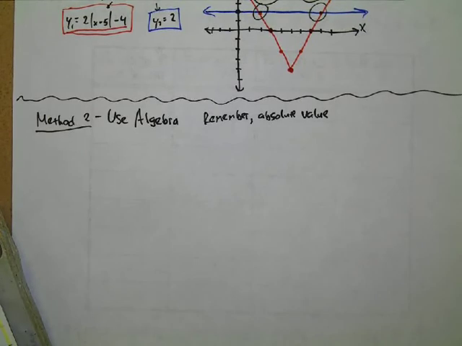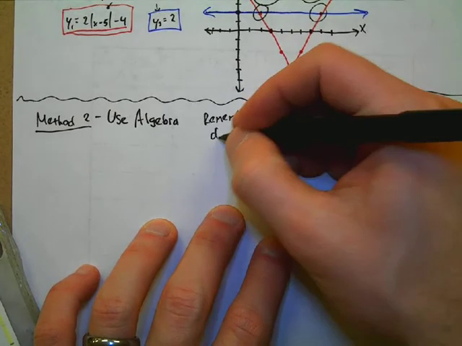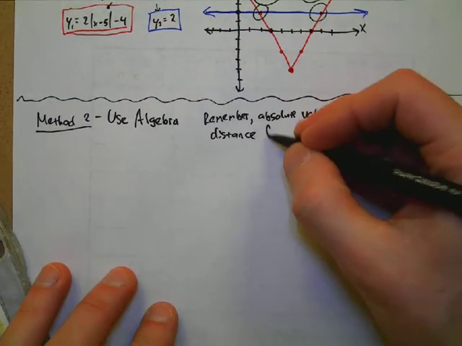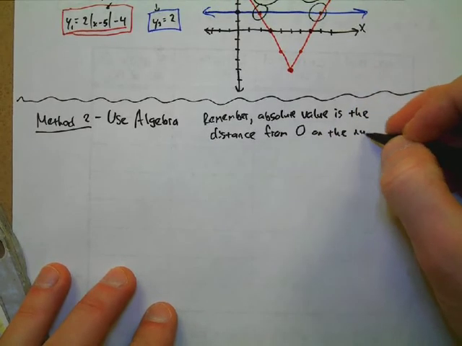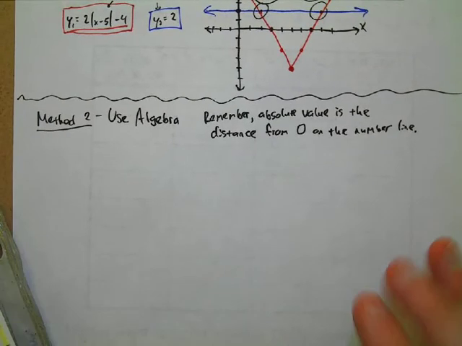Absolute value is the distance from what? Not from X. From the origin, or from 0 on the number line. Believe it or not, the definition of absolute value is not that it makes things positive. That is what absolute value does. If you take the absolute value of -3, it makes it positive 3. If you take the absolute value of 3, it's already positive, so it just keeps it positive 3.